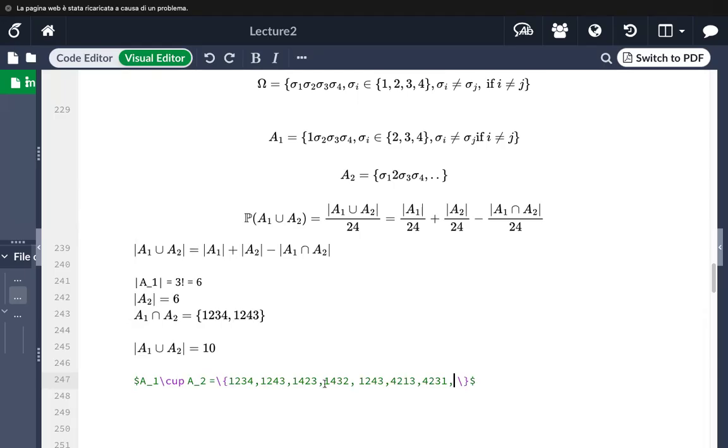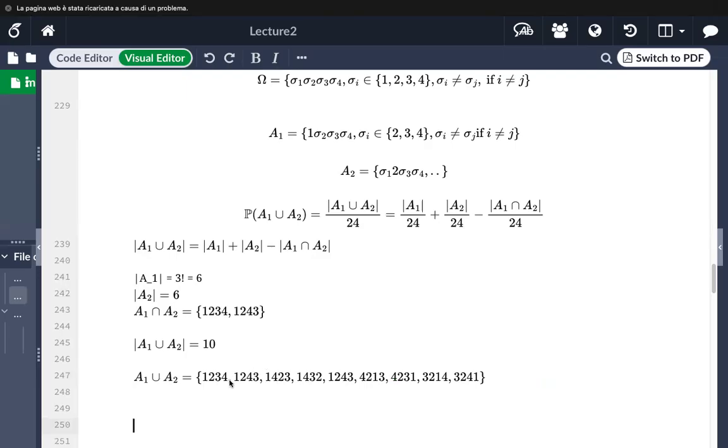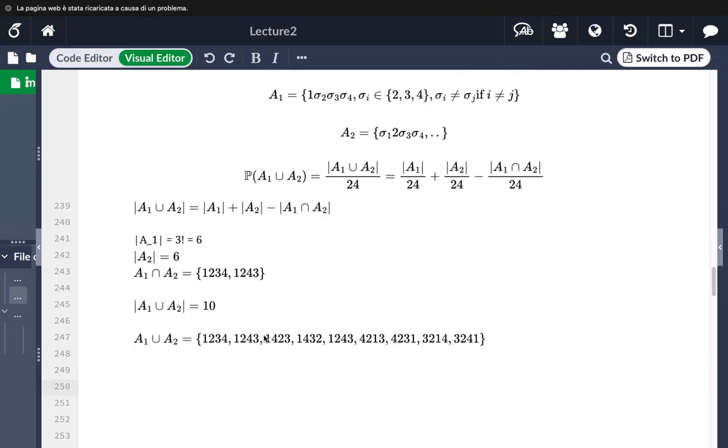And I guess I'm forgetting 3 elements, which now maybe 3 2 1 4, 3 2 4 1. And the last element that I'm forgetting, probably 1 4. Well, I'm forgetting an element, but it should have 10 elements.